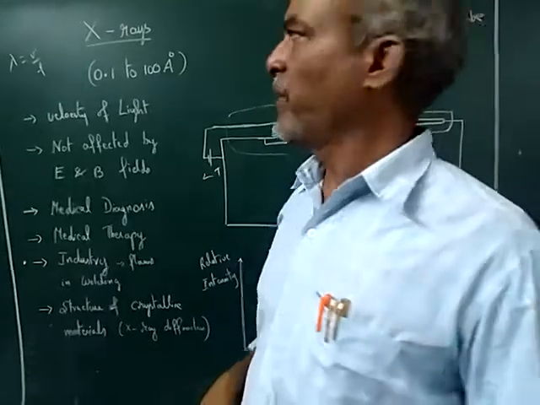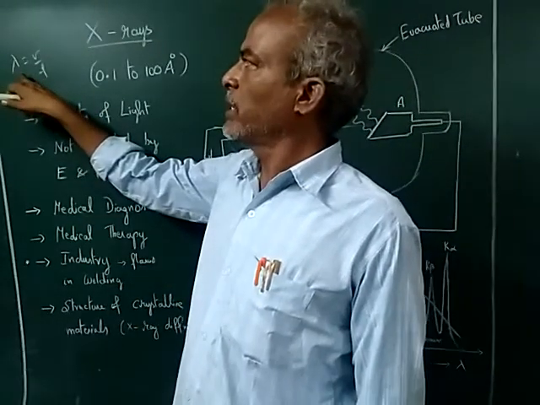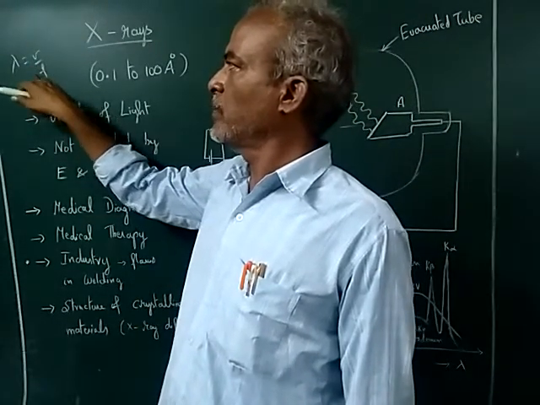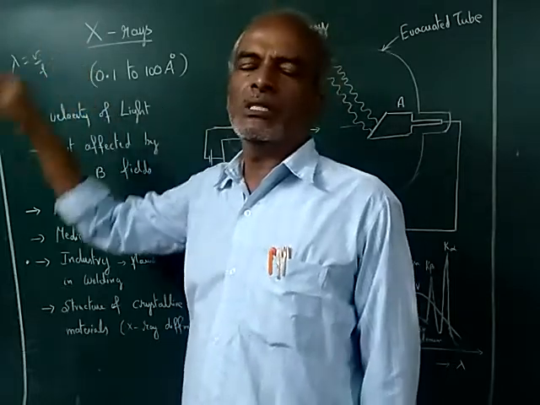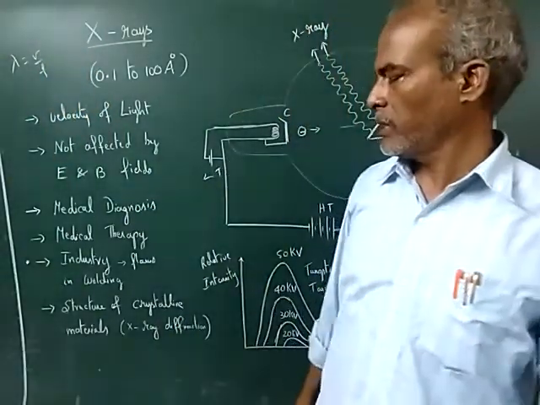Suppose if you want to find the frequency, we have the relation lambda is equal to v by f, so f is equal to v by lambda, where velocity is 3 into 10 power 8 meters per second.